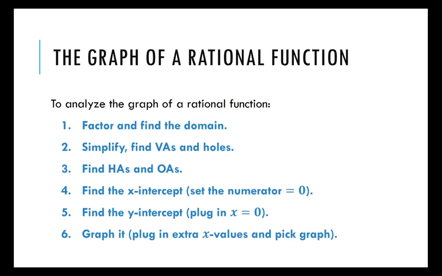Then we should graph it. Now to graph it, what are we going to do? We should of course look for the vertical and horizontal asymptotes or oblique asymptotes. Look for the holes. Those are usually going to be dead giveaways. Then if you need to get a better picture, you should pick extra values that aren't domain restrictions to try to get the graph correct.